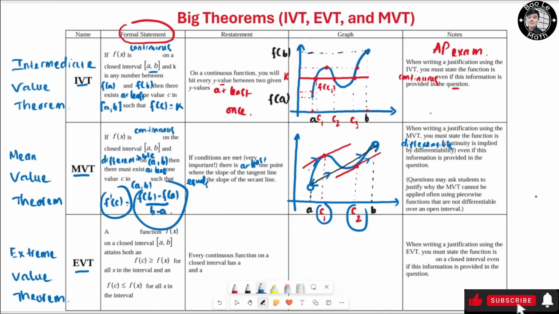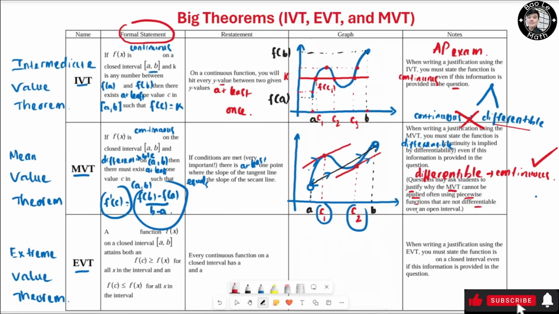So keep in mind, if the function is continuous, it doesn't mean that the function is differentiable, right? For example, if you have a function like this and you have sharp turns right here, the function is not differentiable right here, so this statement is not true. But if the function is differentiable, then it's going to be continuous, so keep that in mind. Questions may ask students to justify why the MVT cannot be applied, often using piecewise functions that are not differentiable over an open interval.